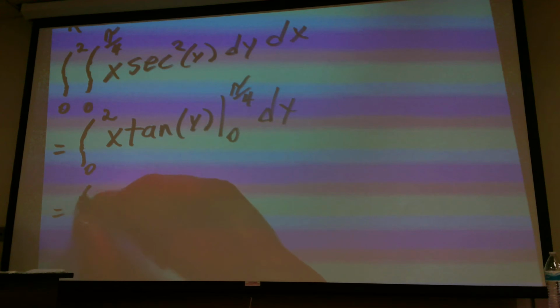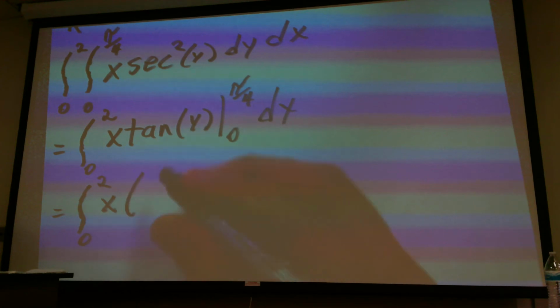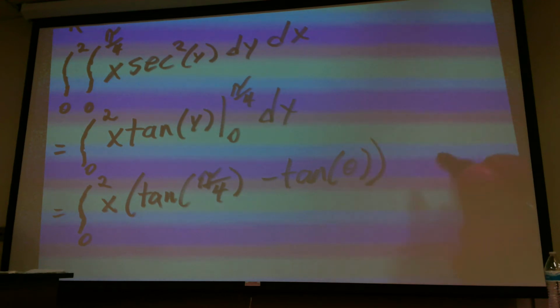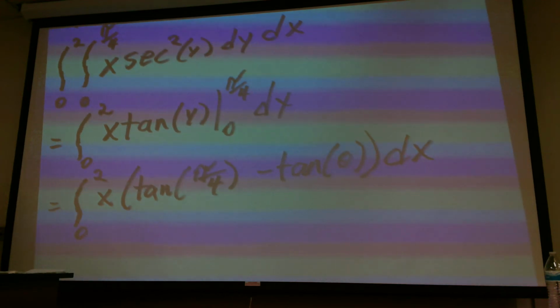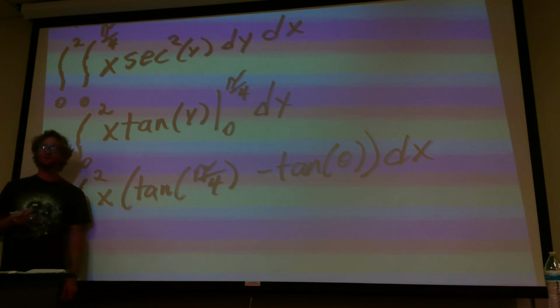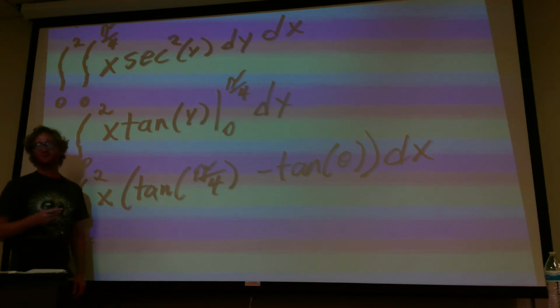So this would be the integral from 0 to 2 of x, and I'm going to write this like this, tangent of pi over 4 minus tangent of 0 dx. Okay? Now, tangent of 0 is just 0. Tangent of pi over 4, coming back from trigonometry, well, that's 45 degrees. So tangent of pi over 4 is just going to be 1.